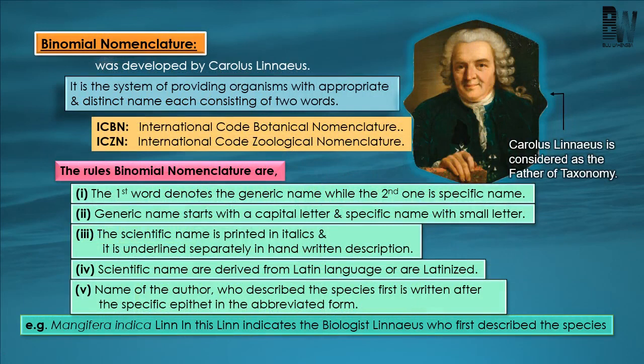Next come to system of nomenclature. So there are different systems of nomenclature, but here in this class we will discuss one particular system, that is binomial nomenclature. This binomial nomenclature was proposed by Carolus Linnaeus, who is also considered to be the father of taxonomy. According to this system, every organism is given a name, and this name is composed of two terms. The first term indicates the genus, and the second term will indicate the species of the organism.